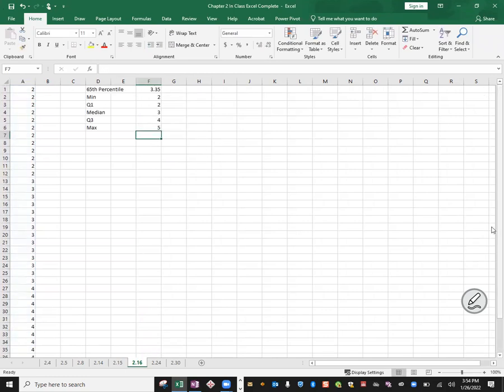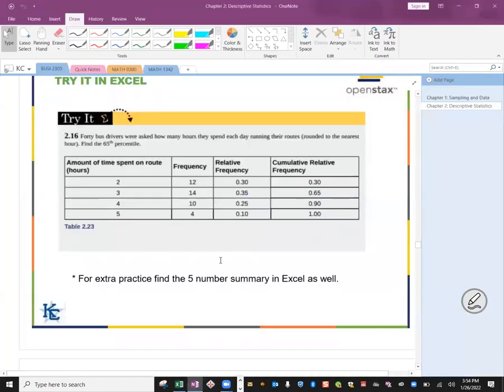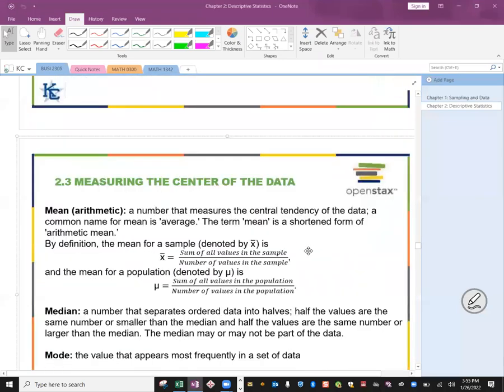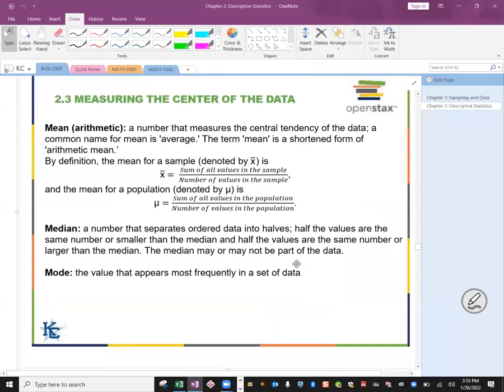And you can see here that you have all 5 of your values here. And then you also have the 65th percentile. Okay. So let's pop back over to our notes. So that concludes 2.2. So let's look at 2.3.